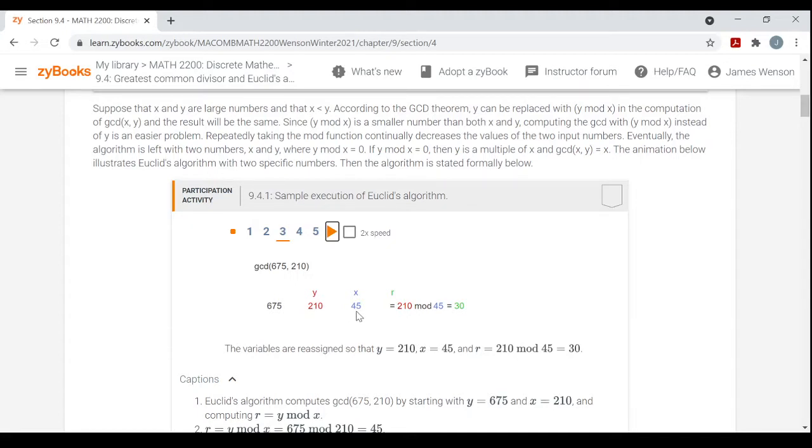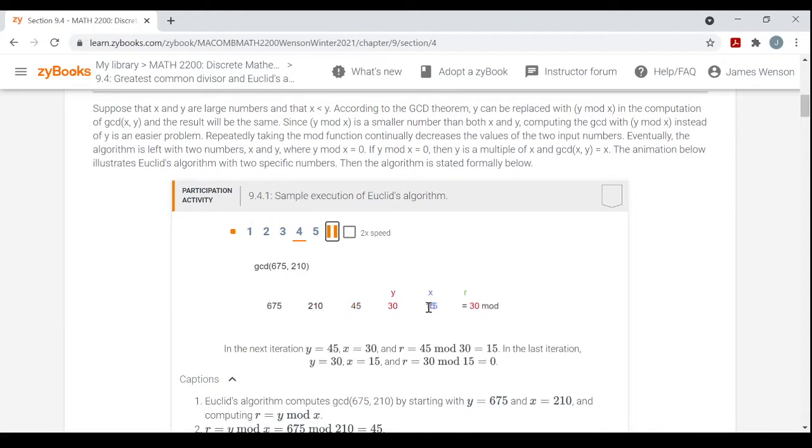And if we're doing this, 45 times 4 is 180, plus 30 would be 210, so the remainder is 30 when you divide 210 by 45. So then the greatest common divisor of 675 and 210 is the same as the GCD of 210 and 45, which would be the same as the GCD of 45 and 30. And then when trying to find the GCD of 45 and 30, when you divide 45 by 30, the remainder is 15. So the GCD of 45 and 30 is exactly the same as the GCD of 30 and 15.